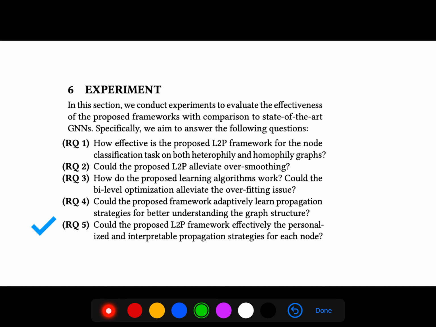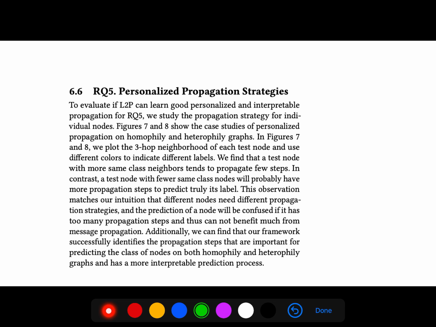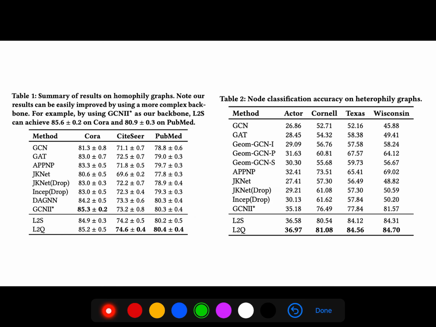Research question 5 asks: could the proposed framework effectively learn personalized and interpretable propagation strategies for each node? And we study the propagation strategy for individual nodes. So this observation matches our intuition that different nodes need different propagation strategies, and the prediction of a node will be confused if it has too many propagation steps, and thus cannot benefit much from message propagation.